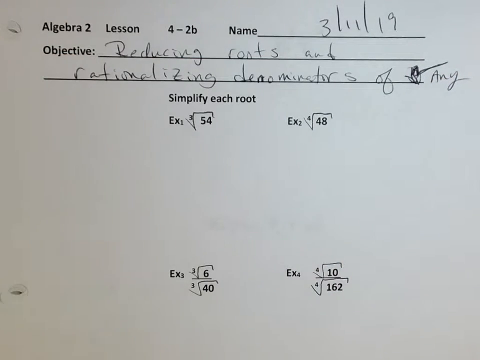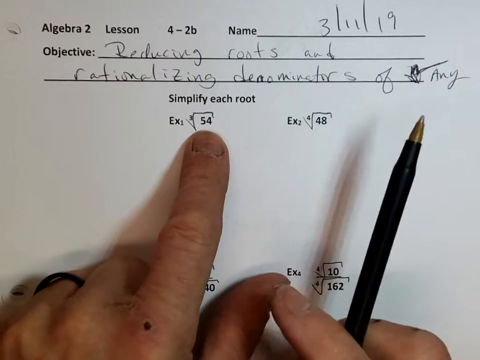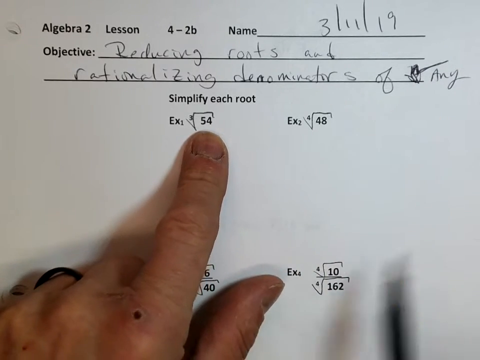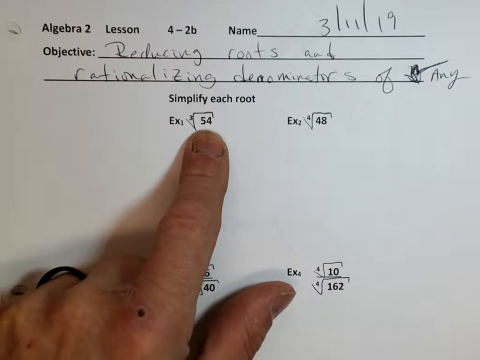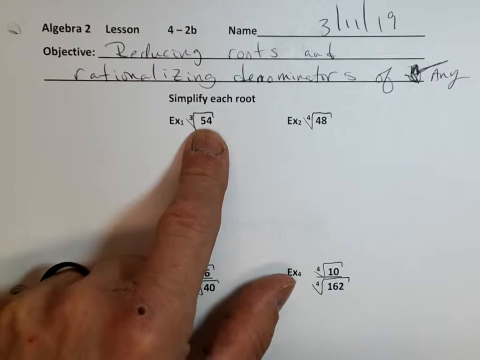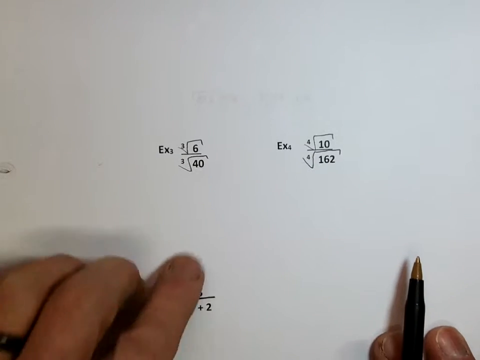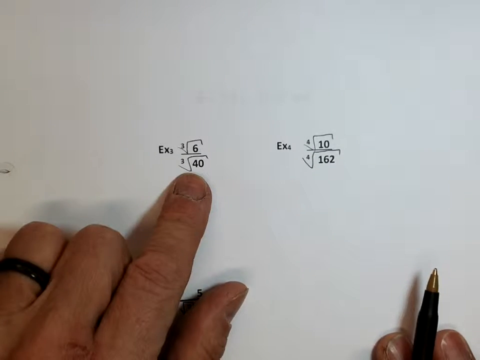So reducing roots. Okay, we've done that. Reducing roots means to find a perfect number inside, perfect number like 4 or 9 or 16, and pull it out, and then that reduces. Now, rationalizing the denominator means making sure we don't have a root in the denominator, okay?